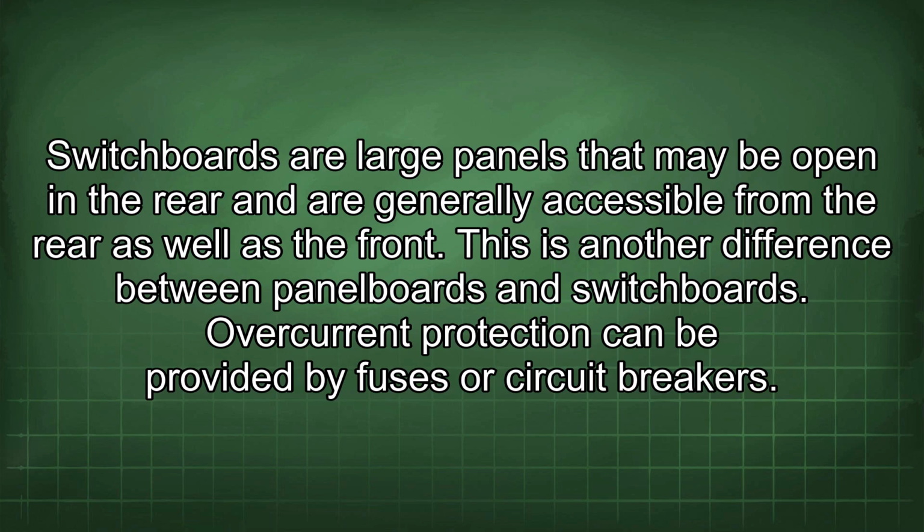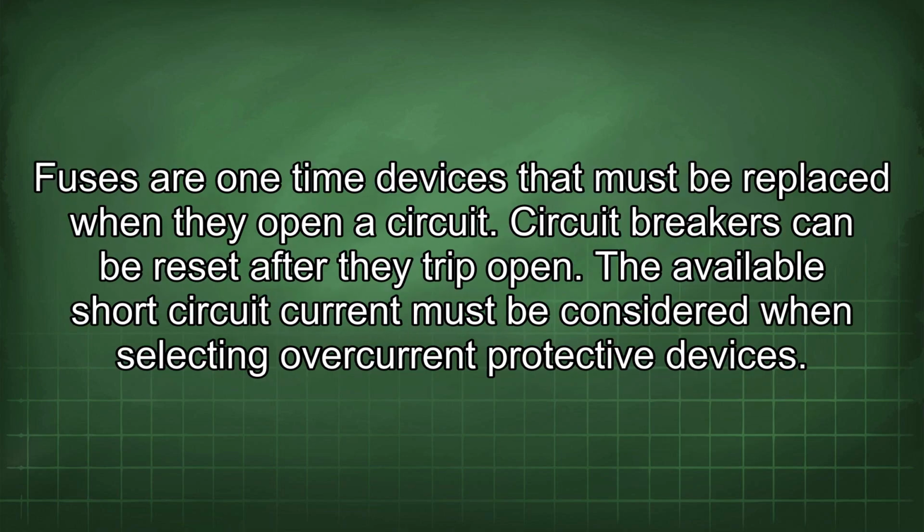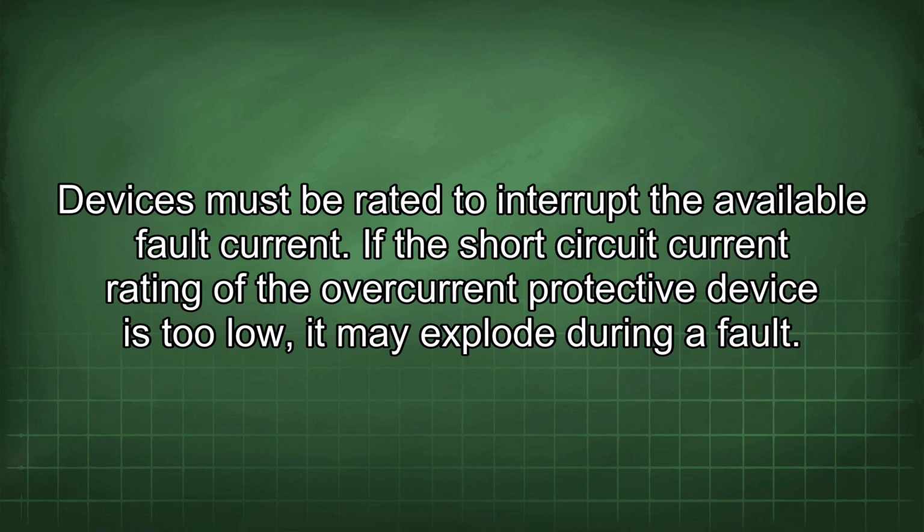Overcurrent protection can be provided by fuses or circuit breakers. Fuses are one-time devices that must be replaced when they open a circuit. Circuit breakers can be reset after they trip open. The available short circuit current must be considered when selecting overcurrent protective devices. Devices must be rated to interrupt the available fault current. If the short circuit current rating of the overcurrent protective device is too low, it may explode during a fault.